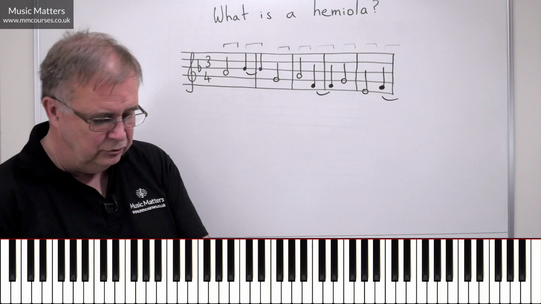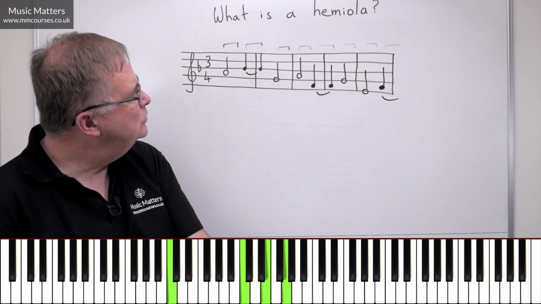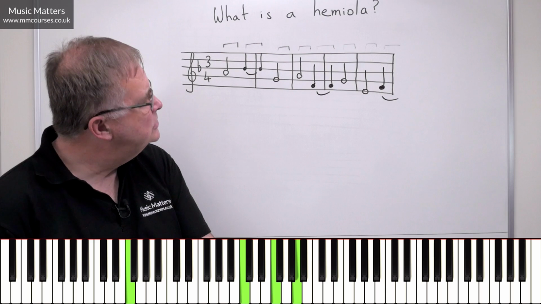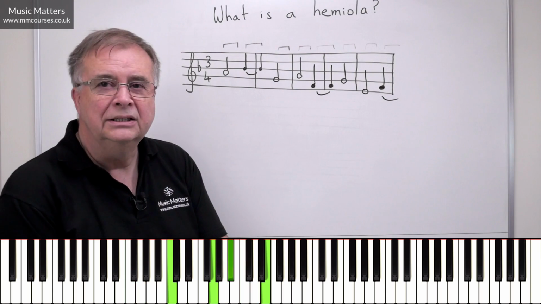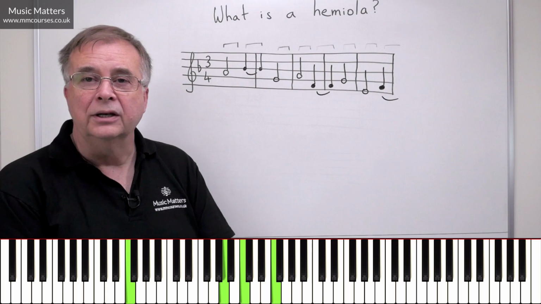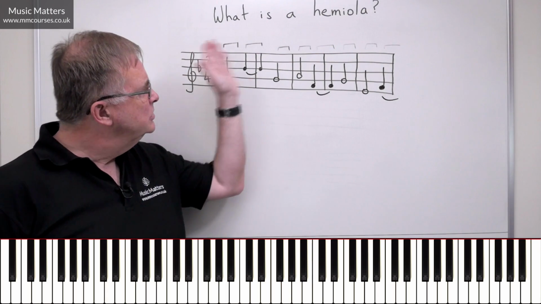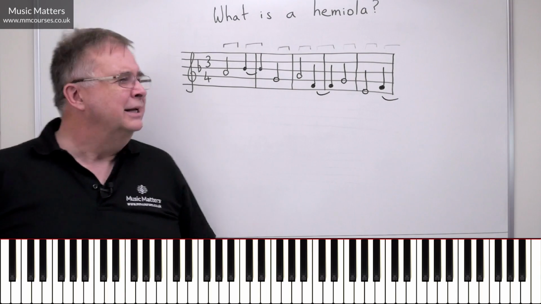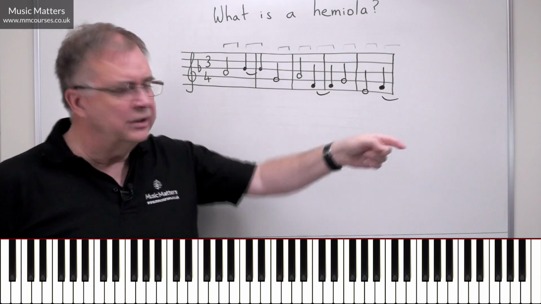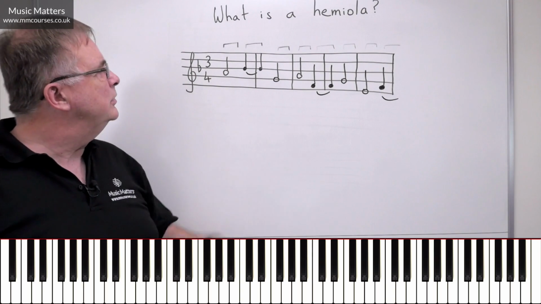Actually, if I count it in 3, it's going 1, 2, 3, 1, 2, 3, 1, 2, 3, 1, 2, 3, 1, 2, 3, 1. So you see how it works? I'm still counting 3 beats, but I've got this 2, 2, 2, 2 arrangement. Now, quite often, a hemiola doesn't go for that length of time. I've just given you a decent length example so you can kind of see it.